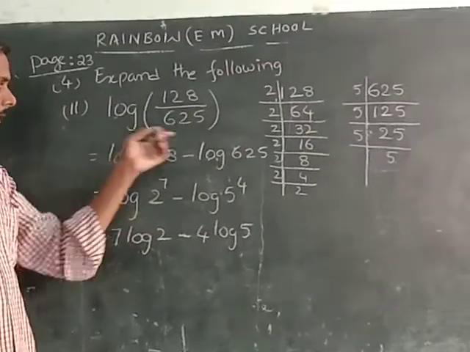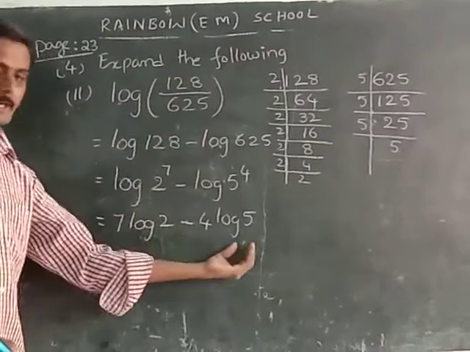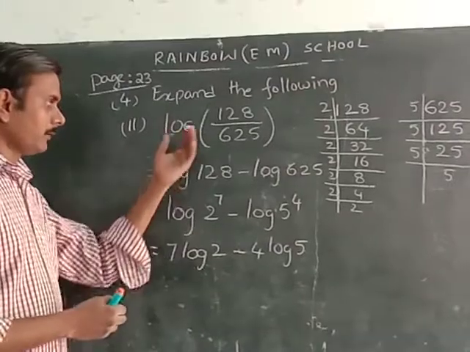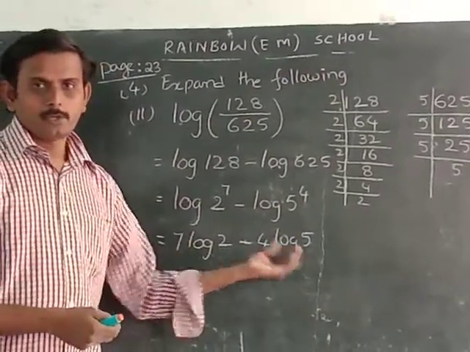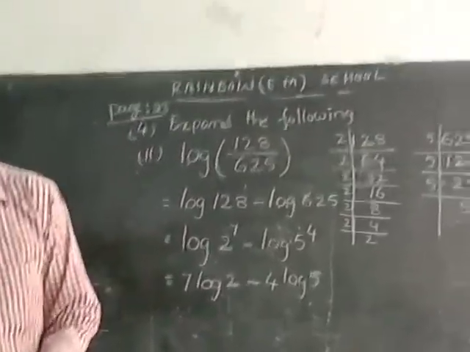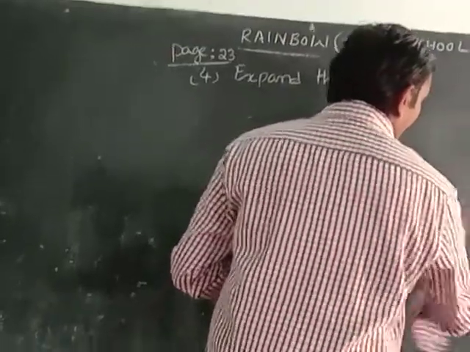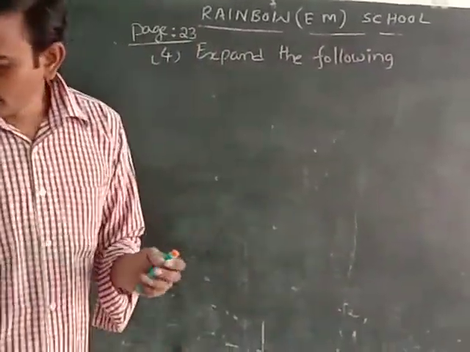A single logarithm was given to you and we expanded it. Expand means we get more than one logarithm. One logarithm became two. This is the one model. Next model, same model only. I will discuss the fifth Roman. What is the fifth Roman?